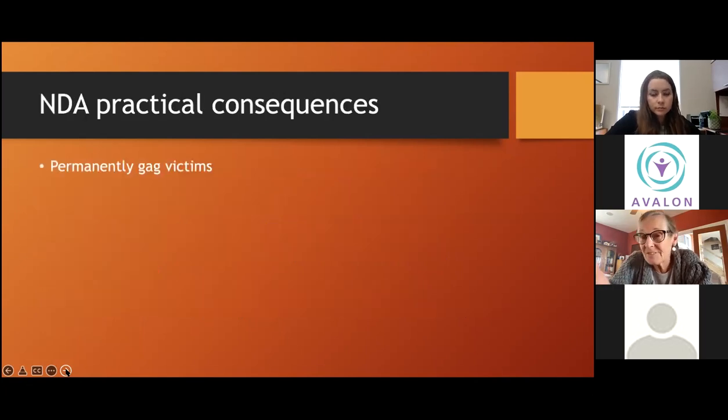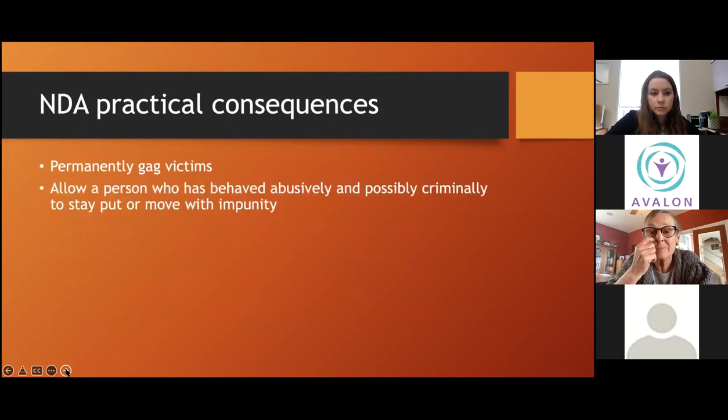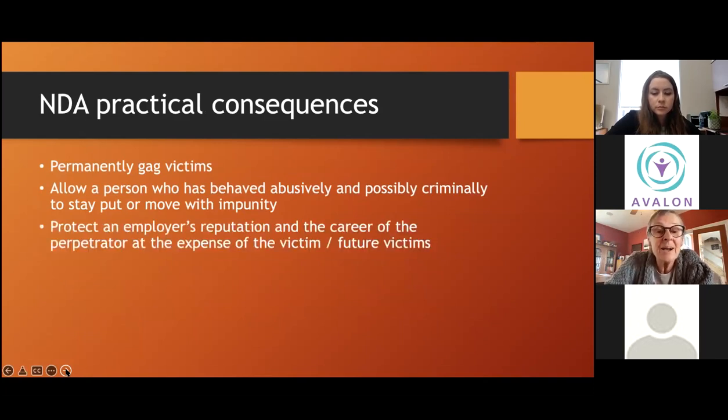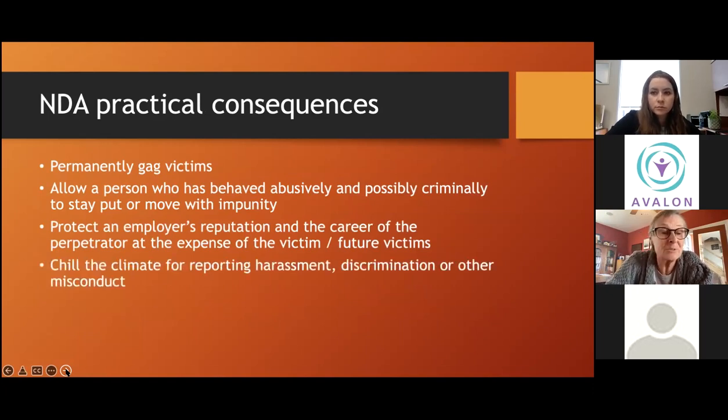Practical consequences, Sarah has already talked about lots of these, but they permanently gag victims. They allow someone to stay put in their job or to move somewhere else with impunity. They protect the employer's reputation at the expense of the victim and future victims, of course.